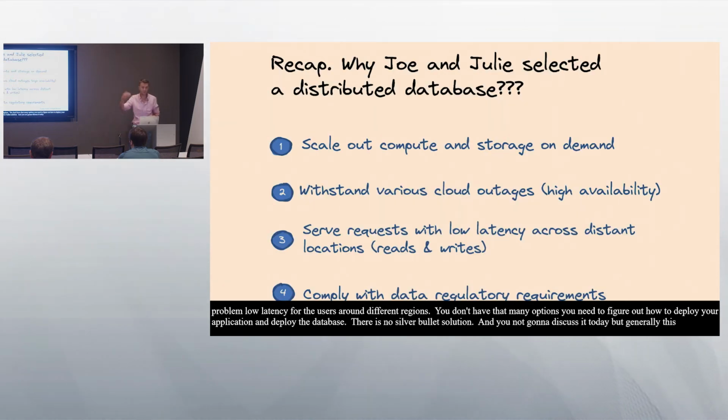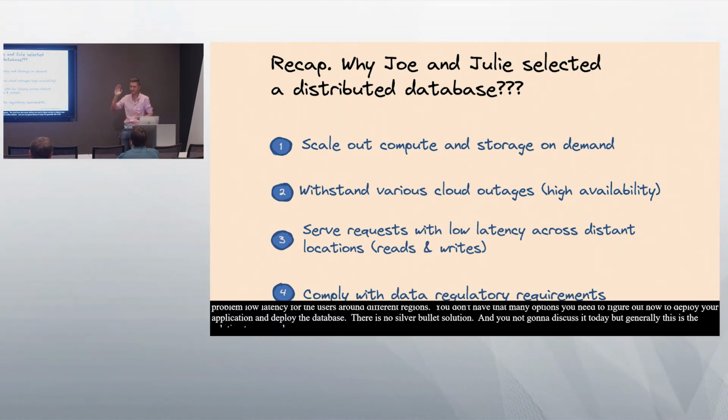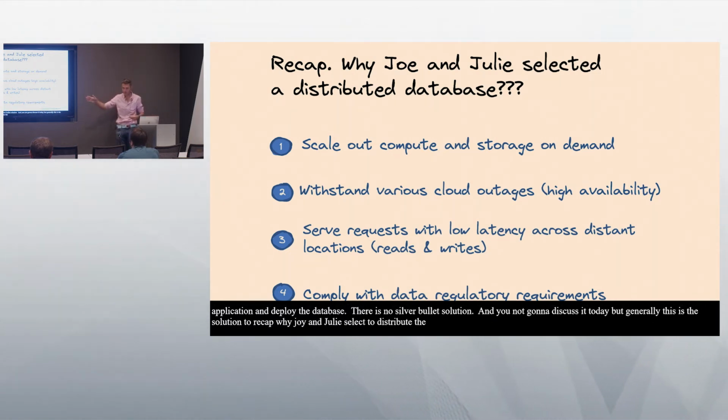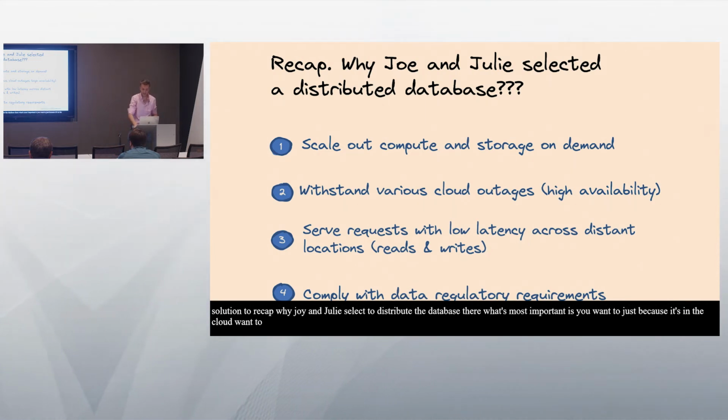So to recap why Joe and Julie selected a distributed database, it's quite a cliche: scale out compute and storage on demand whenever you want to scale horizontally. But what's most important is you want to withstand various cloud outages, deliver low latency for reads and writes across different locations, and comply with data regulatory requirements.